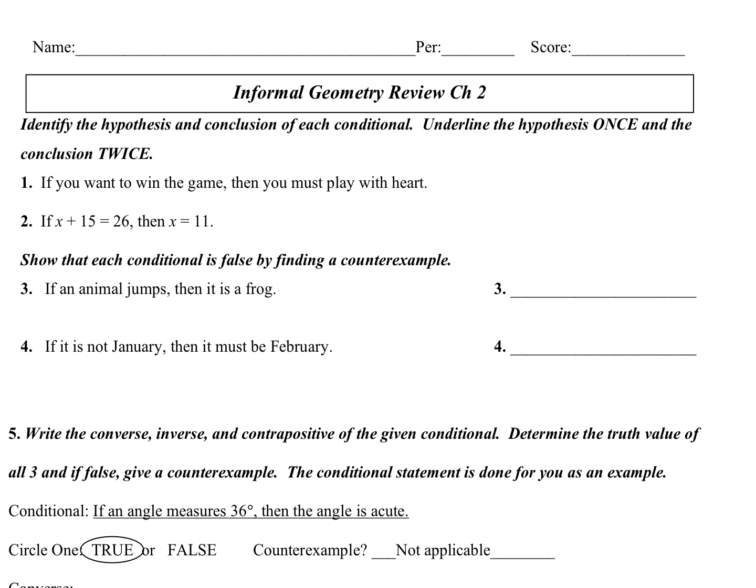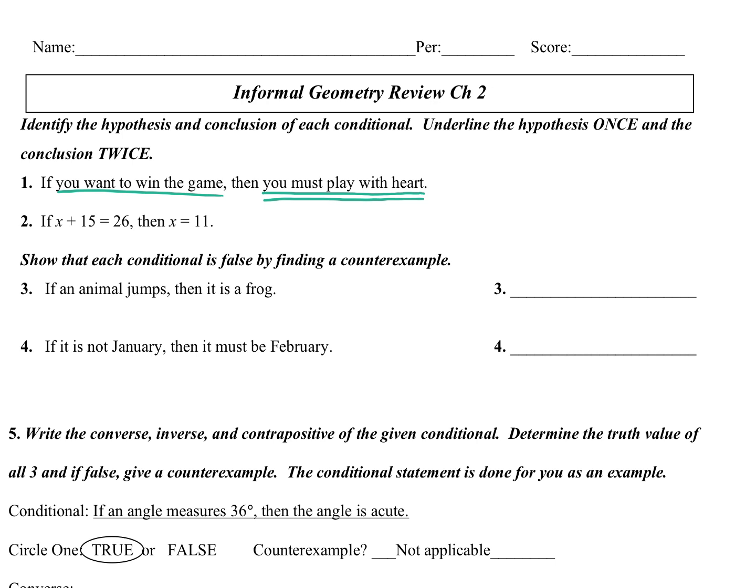So this first one, it says hypothesis gets underlined once, conclusion gets underlined twice. Do you remember what is important when you're underlining a hypothesis or a conclusion? The if is like the hypothesis. What comes after the if, right? Do we include the if? No. Okay, so your hypothesis right now for number one is: you want to win the game. So you put one underline there. Your conclusion would be: you must play with heart. Okay. So hypothesis once, conclusion twice.